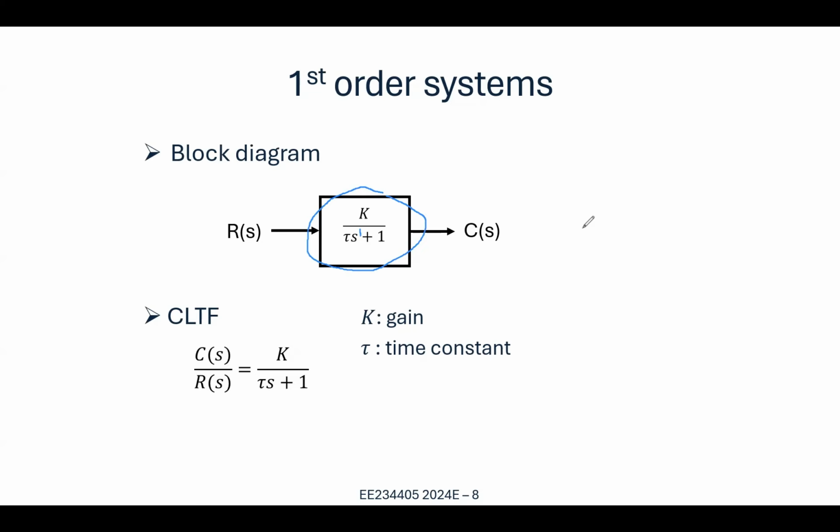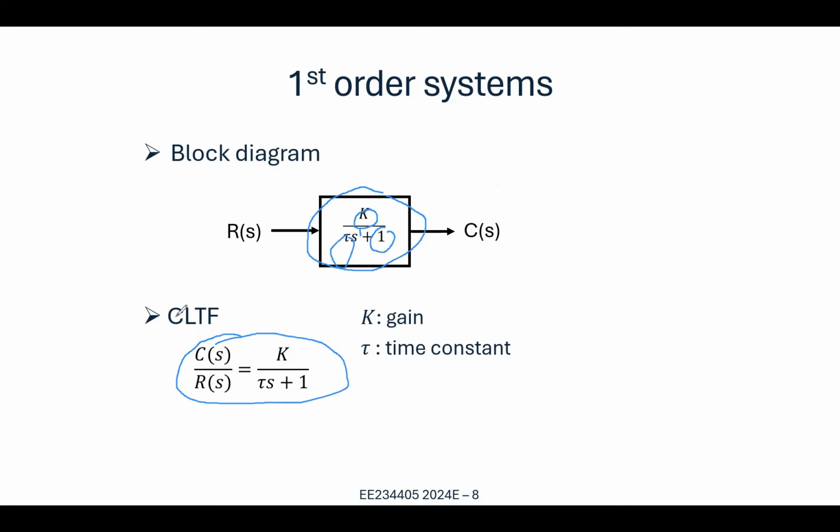So here the block diagram is like this. We have the gain constant k, and we have the time constant tau, and we have 1 here. So that's it. It's very simple, right? So the closed loop transfer function here is C over R equals K over (tau s plus 1).